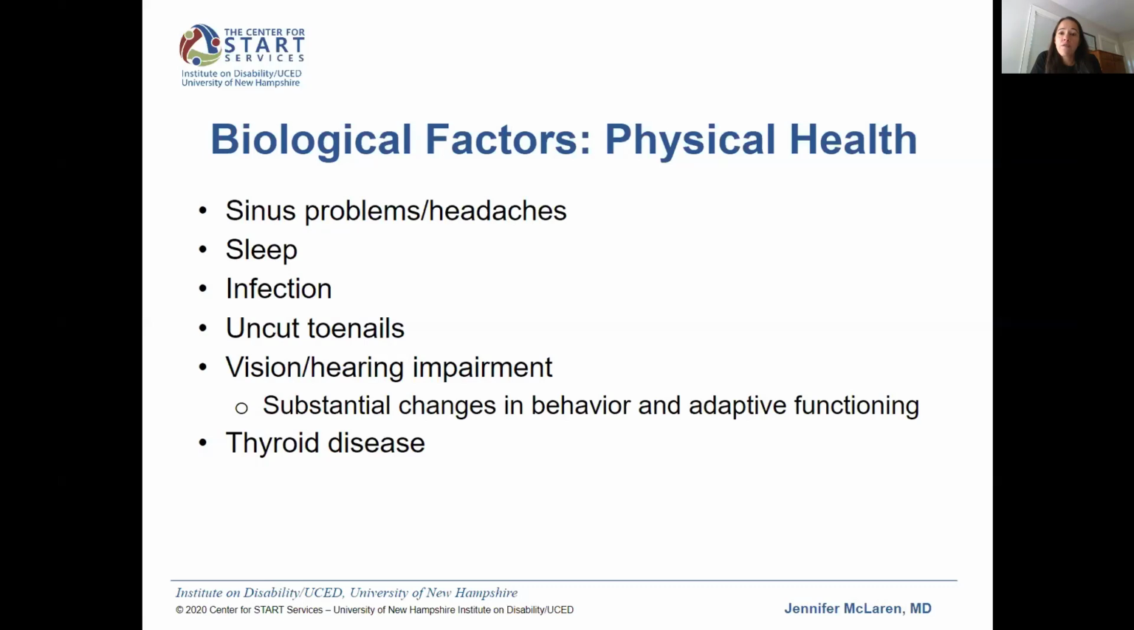Whether there's been a change in vision or hearing impairment. So a change in vision or hearing can really lead to substantial changes in behavior and adaptive functioning. And then always thinking about, is there an underlying thyroid disease that can be contributing to co-occurring mental health issues?